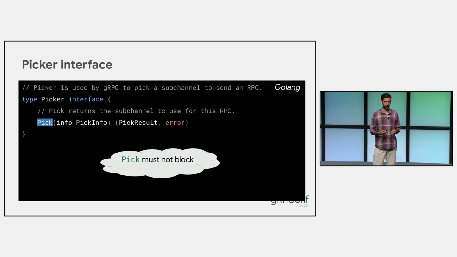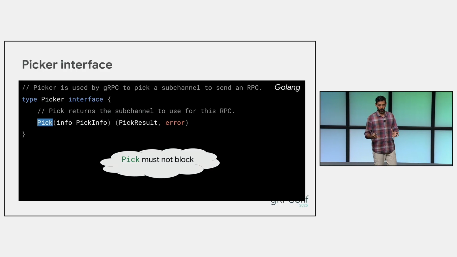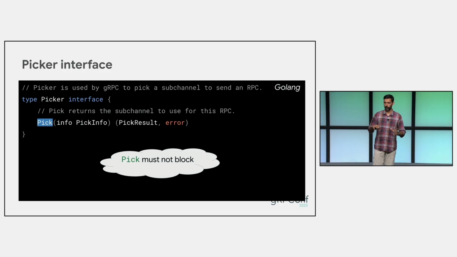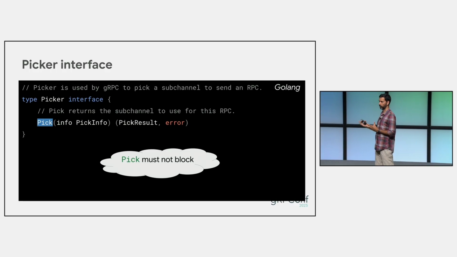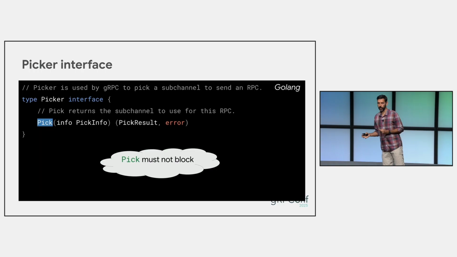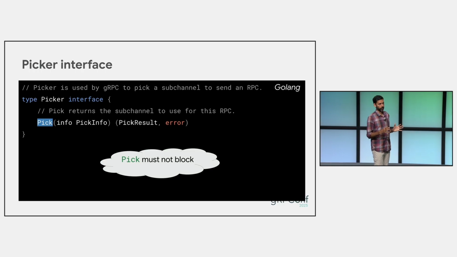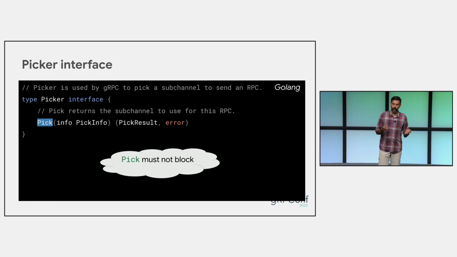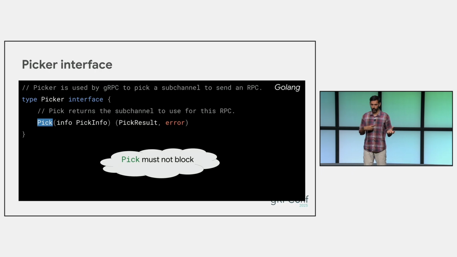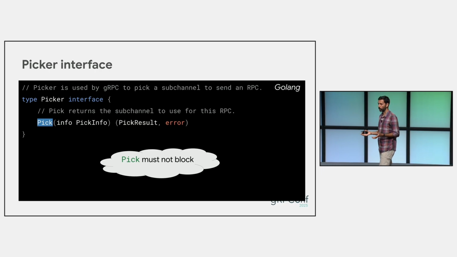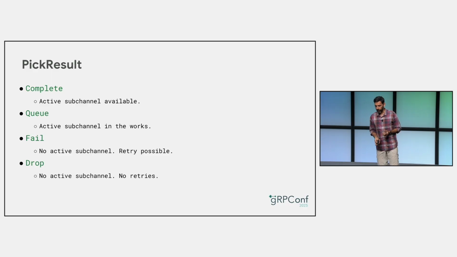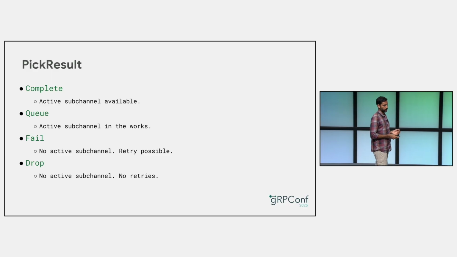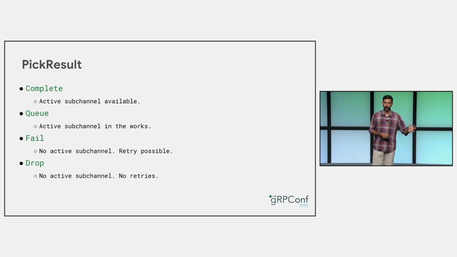This method is given some information about the RPC, things like the full method name of the RPC, any header metadata that's attached to the RPC, things like RPC timeout, etc. And the picker is expected to return a result quickly. It must not block because this is in the fast path. So the picker could return a result that can be one of 4 types.